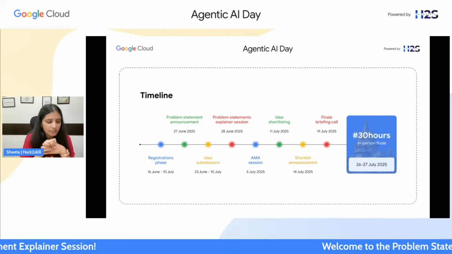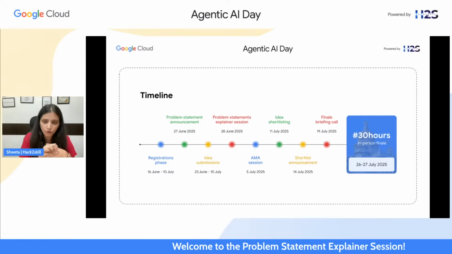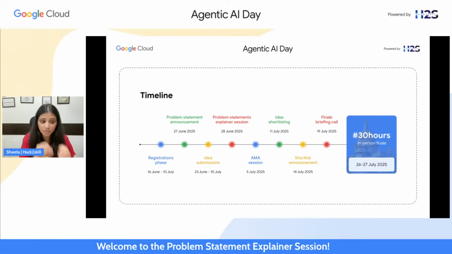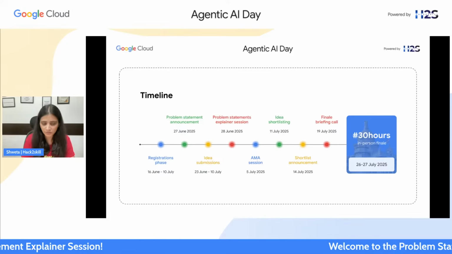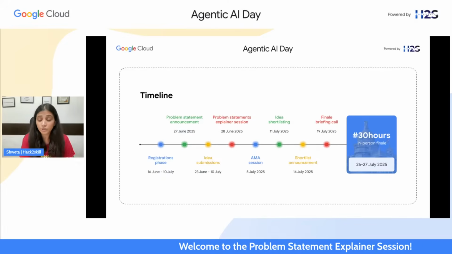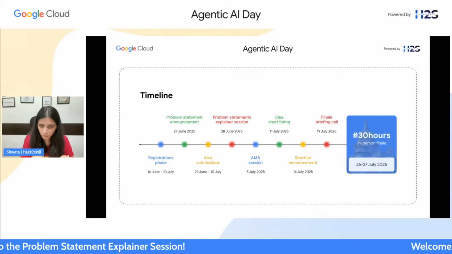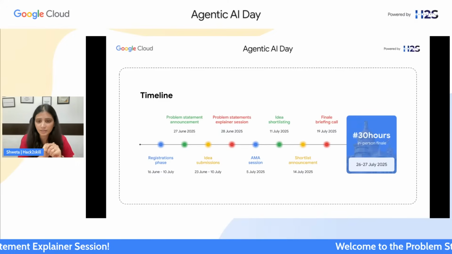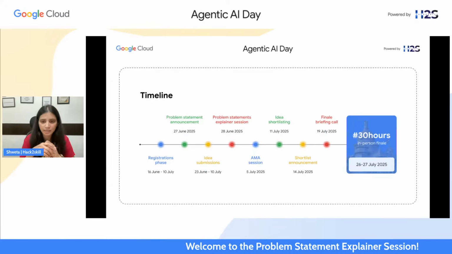With respect to the timeline, currently we are in the registration phase, and it will go on until 10th of July. The registration phase and idea submission phase are running in parallel, which means the deadline is the same for both phases. The two major action items you have right now are, first, to form a team, because it is mandatory to have a team of at least 2 members and a maximum of 5 members. And the next is that you have to submit your idea before the 10th.